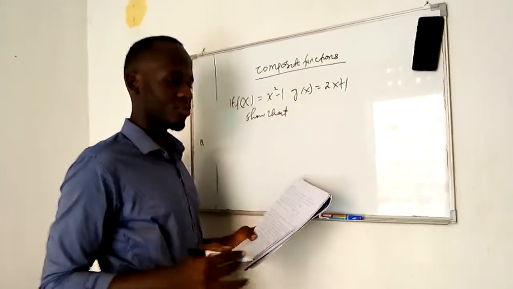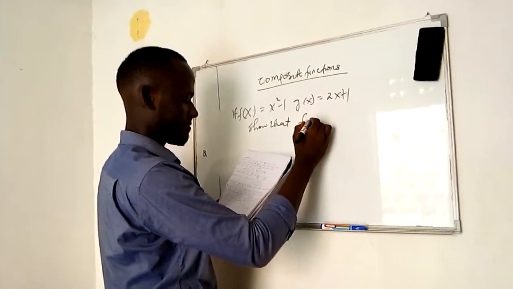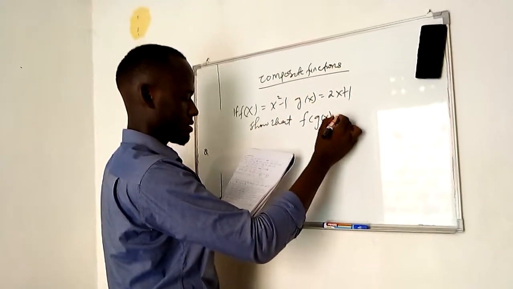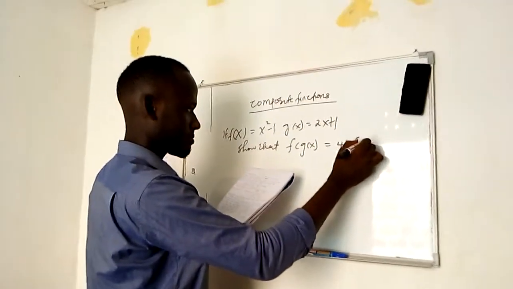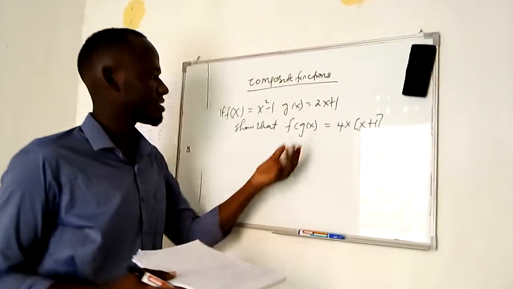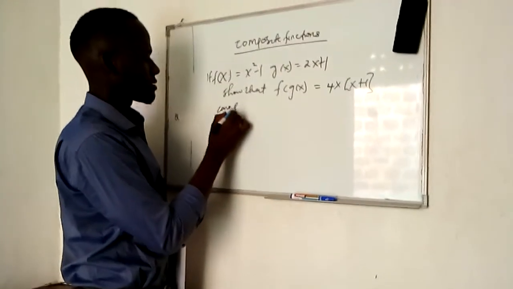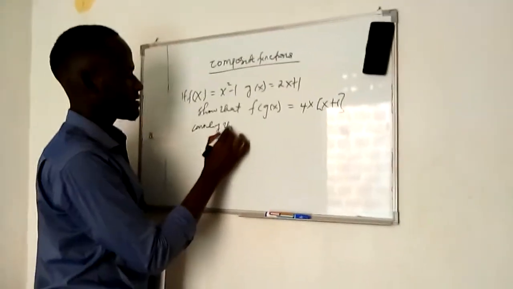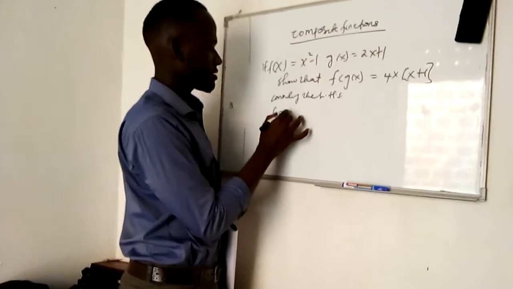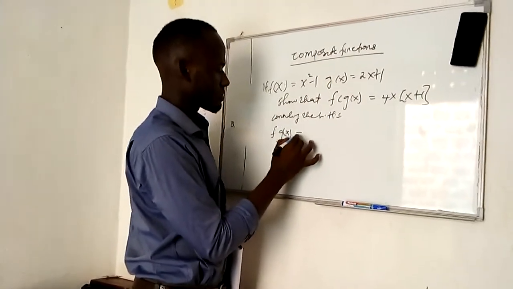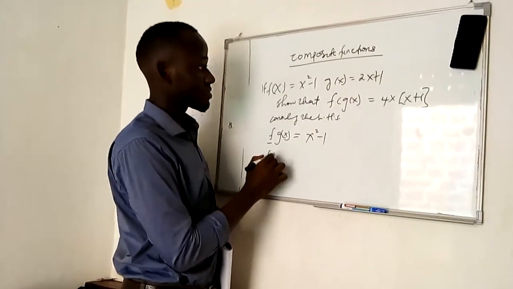Now you'll see how a composite function can be used to state a question for you. f of g of x is equal to 4x times x plus 1. So they want you to just prove that this is equal to this. So you say, considering the left hand side, f of g of x will be equal to the value of f. What is it? x squared minus 1. So our f of g of x, what is our g of x?